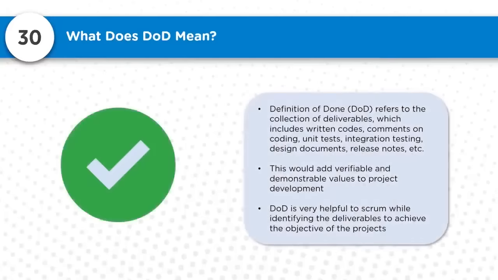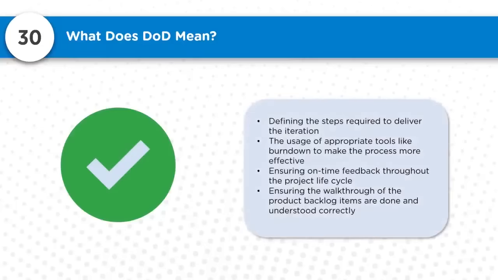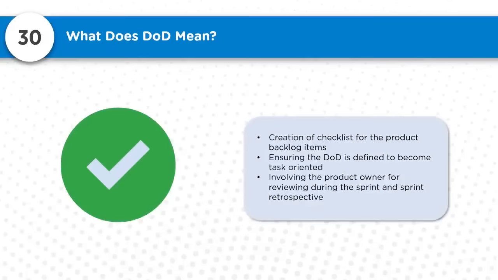Now question number 30, what does DOD mean? Definition of done, right? DOD refers to the collection of deliverables, which includes written code, comments on coding, unit tests, integration testing, design documents, release notes, etc. This would add valuable and demonstrable value to the project development. So DOD is very helpful to Scrum while identifying the deliverables to achieve the objectives of the project. It involves defining the steps required to deliver the iterations, the usage of appropriate tools like burn down to make the process more effective, ensuring on-time feedback throughout the project lifecycle, and ensuring the walkthrough of the product backlog items is done and understood correctly. Then creation of checklists for product backlog items, ensuring the DOD is defined to become task-oriented, and involving the product owner for reviewing during the sprint and sprint retrospective.